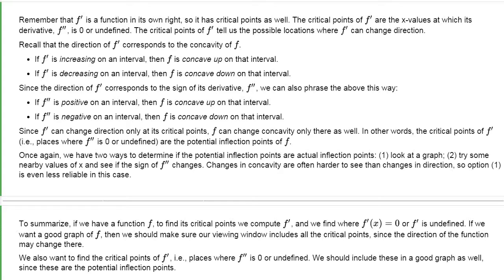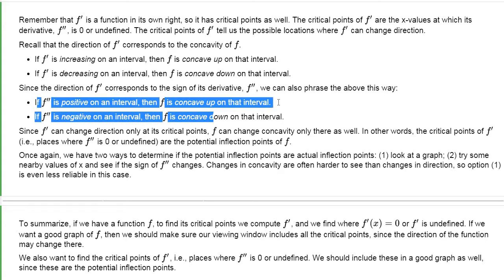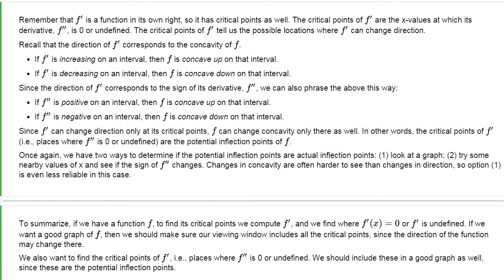Since the direction of f prime, increasing, decreasing, corresponds to the sign of its derivative f double prime, so f double prime positive or negative, we can rephrase that in this way here. If f double prime is positive on an interval, the original f is concave up, and if f double prime is negative, the original f is concave down. F prime can change direction only at its critical points, so f can change concavity only at the critical points of f prime. Okay, not the critical points of f, the critical points of f prime.